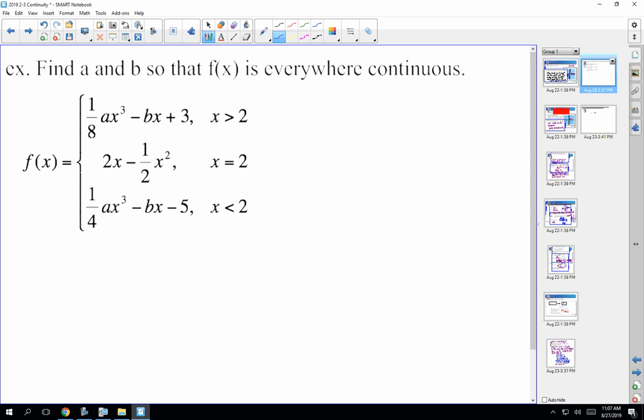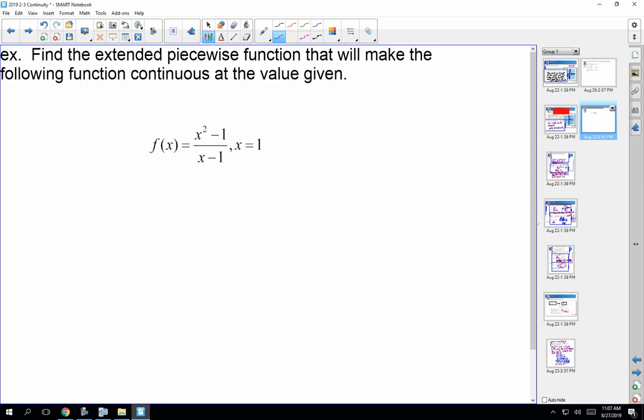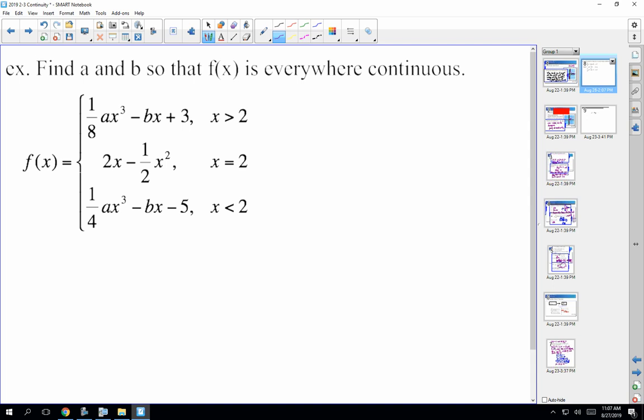I wanted to do this with a slightly more complicated one. In the textbook, you'll notice that sometimes the problems are a little harder, but that first example that we did was pretty simple, filling in the hole. There's something like this in the textbook. We're going to end with this one right here.